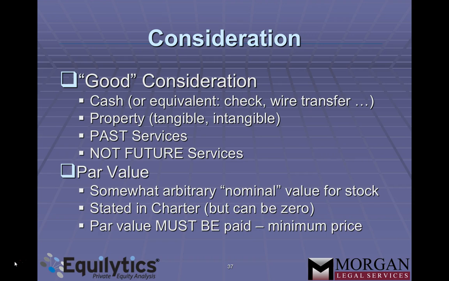But you can state in the charter that the stock has a par value of a dollar per share or $0.001 per share. And to the extent that you do state a par value in the charter, then that par value must be paid for. That's a minimum price. So you can sell the stock at whatever price the parties negotiate, and as long as it's paid for with good consideration, that would be valid. But if a par value is stated in the charter, then you cannot sell the stock for less than that par value.